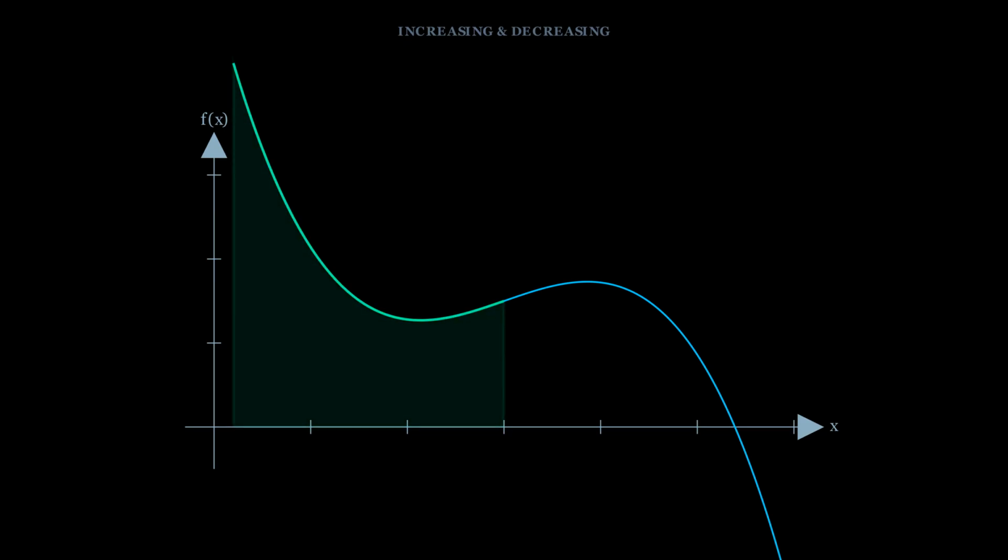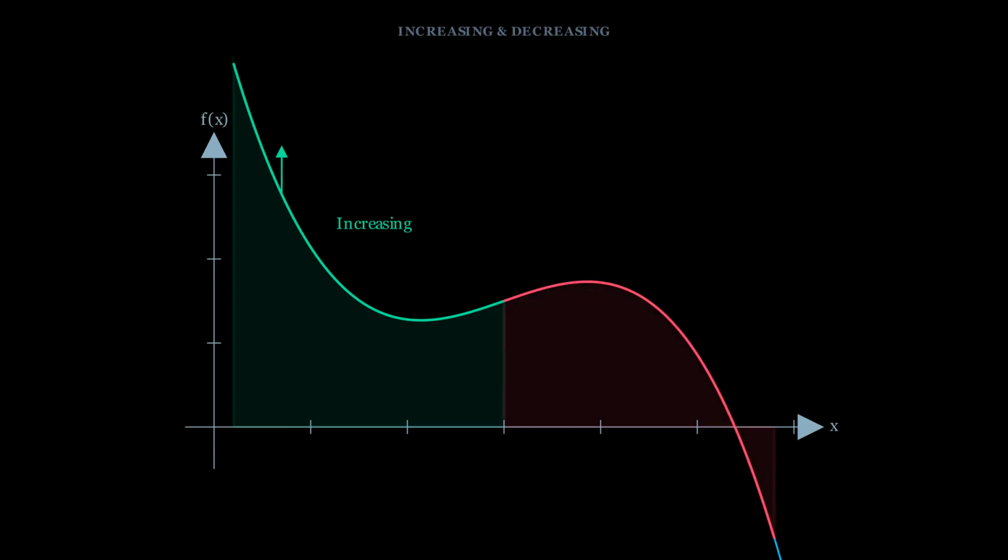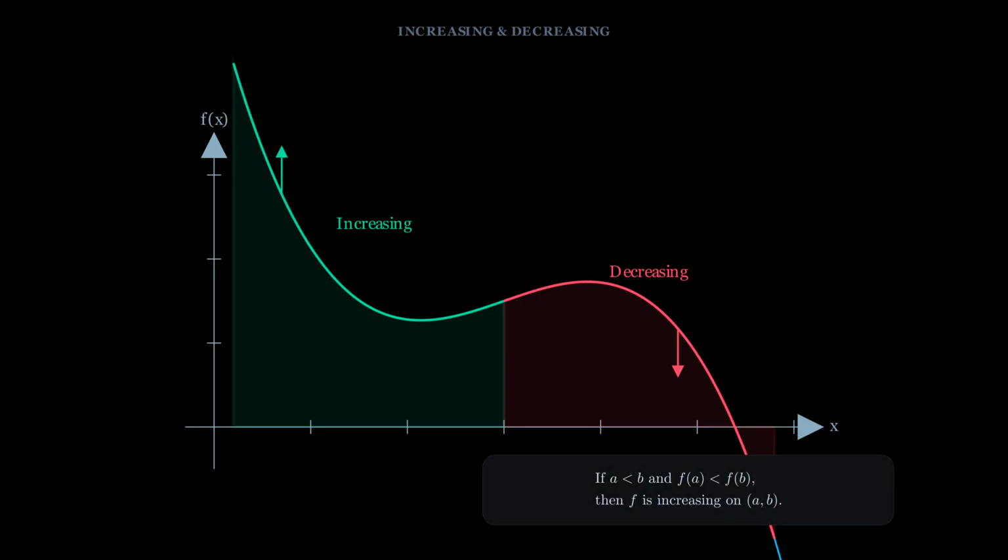A function is increasing on an interval when, as the input increases, the output also increases. Think of going uphill. Both x and f of x rise together. A function is decreasing when the output falls as the input rises. The curve slopes downward. We always describe these intervals using x values. Formally, if a is less than b and f of a is less than f of b, the function is increasing on the open interval from a to b.